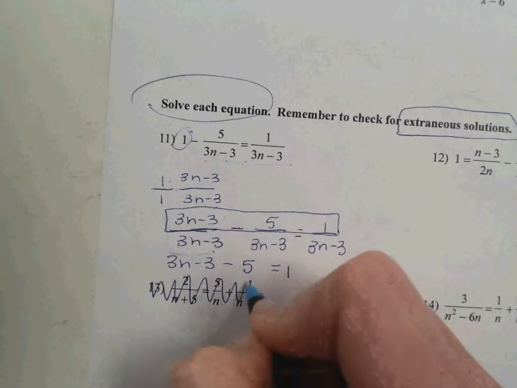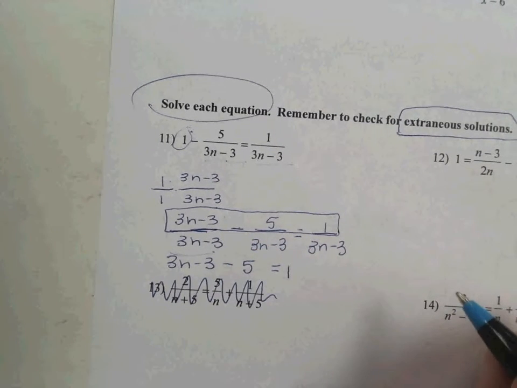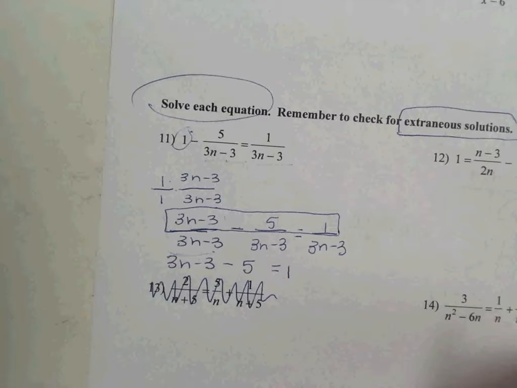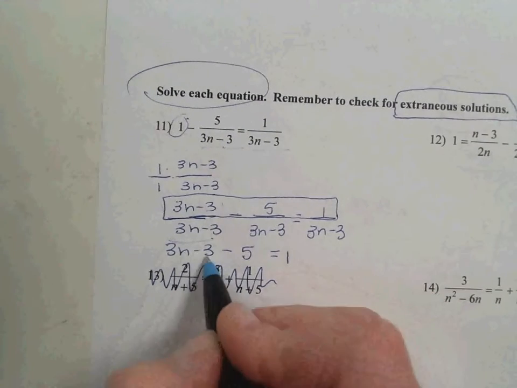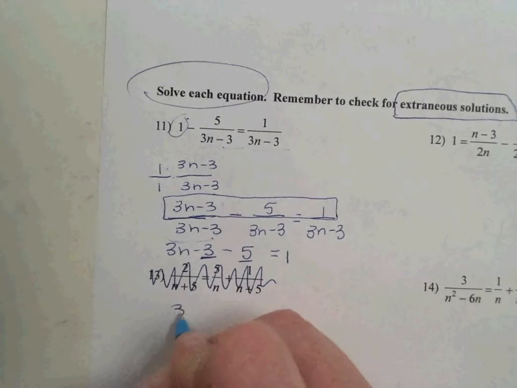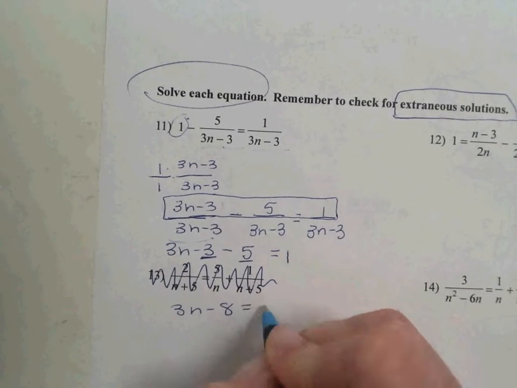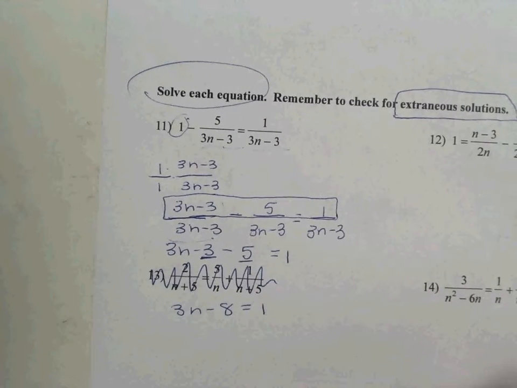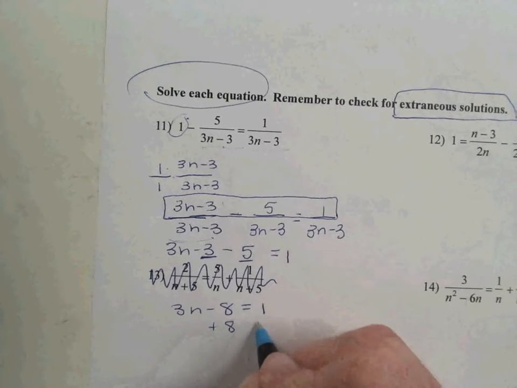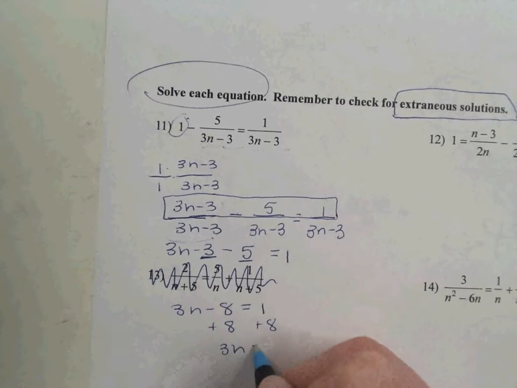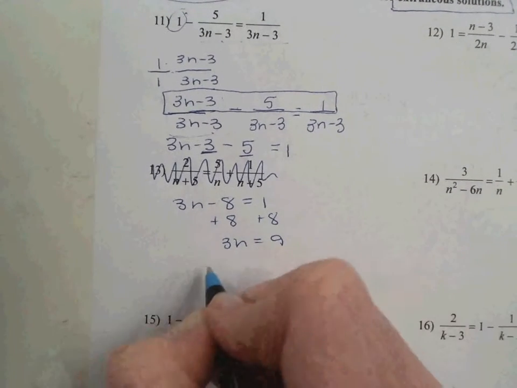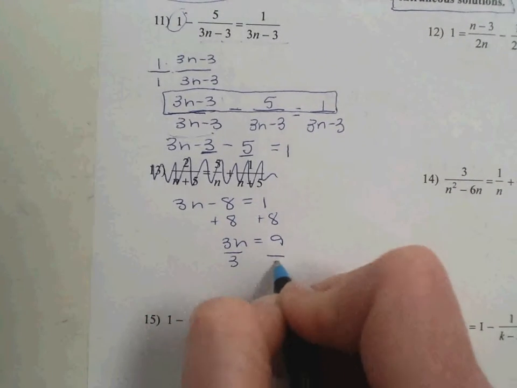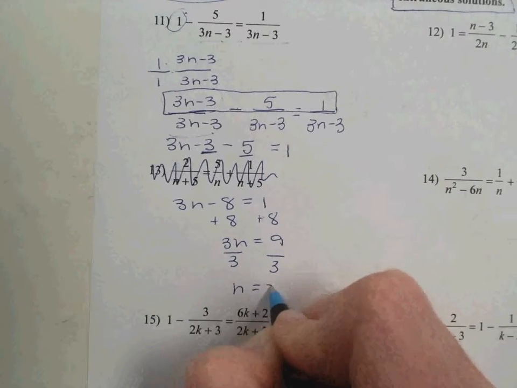I'm going to cross out number 13. You can skip number 13 so we have space. I didn't do a good job spacing, I apologize. So then combine like terms. So we have 3n minus 8 equals 1. Add 8 to both sides. 3n equals 9. And then divide both sides by 3. n equals 3.